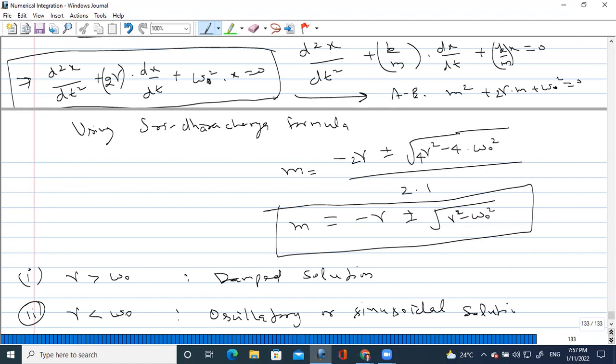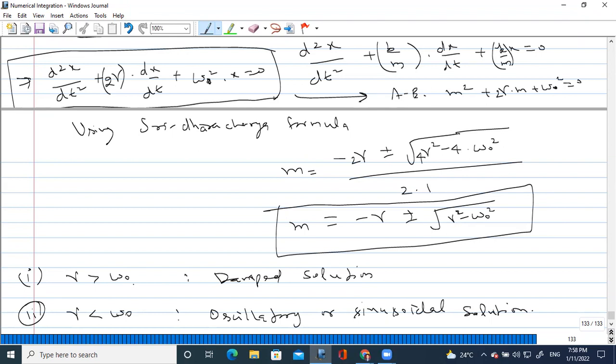So sometimes if you solve problems and are not able to recognize whether it is a damped solution or an oscillatory solution, because in the options they can give that it is an oscillatory solution or a damped solution, then you will be confused. So this type of skill you should develop.